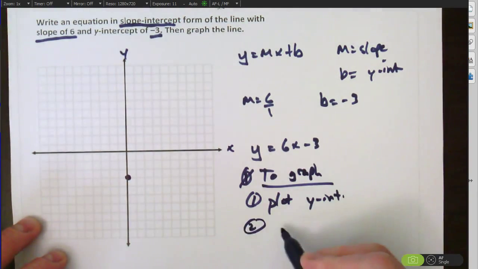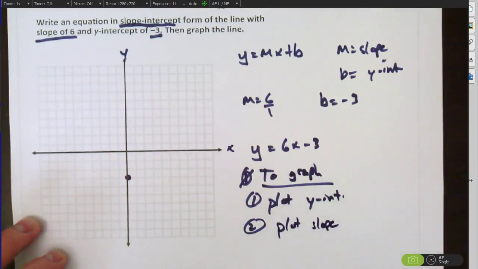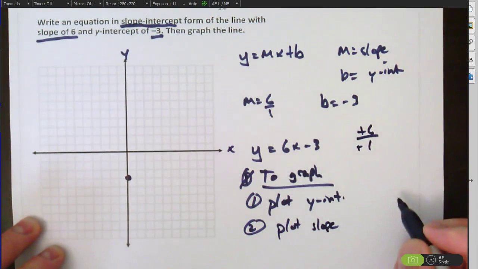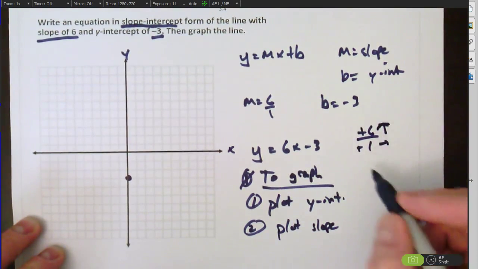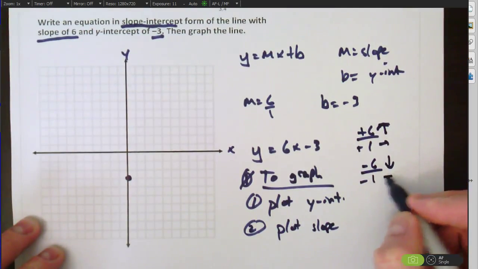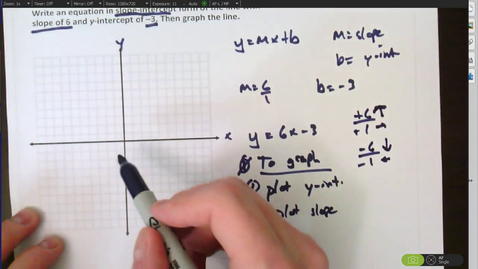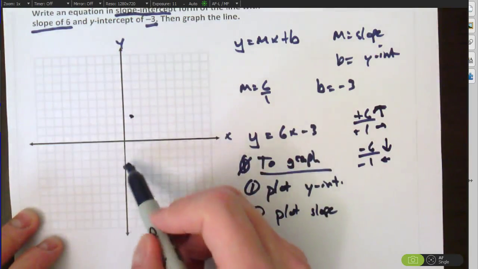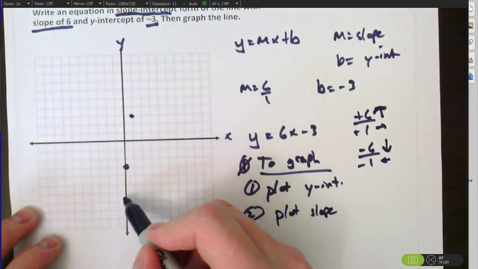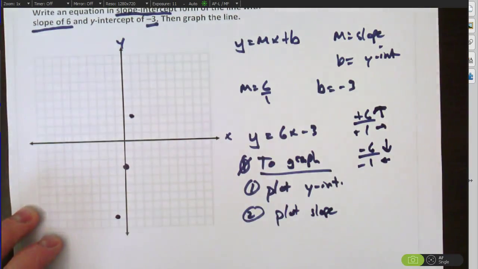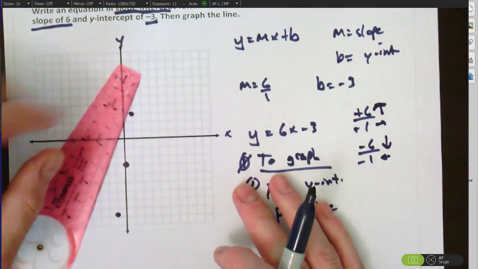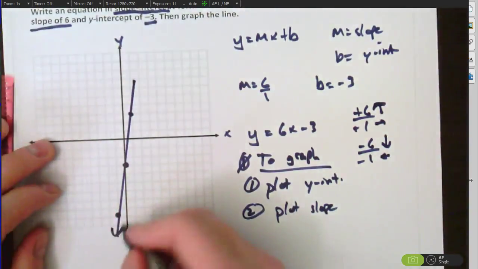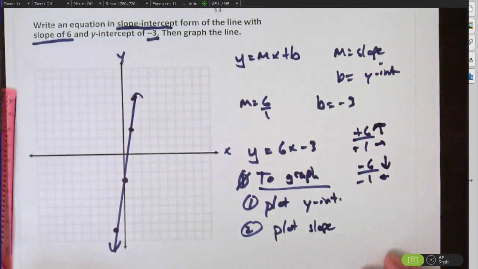And then plot the slope away from the point. My slope is 6 over 1, which I can write two ways. It can be +6 over +1, which means you go up 6, right 1. Or it could be -6 over -1, which means down 6, left 1. So from here, go up 1, 2, 3, 4, 5, 6, right 1, so up 6 over 1. And then go down 1, 2, 3, 4, 5, 6, left 1. Now that I have 3 points, take my ruler out, sketch my line. There we go, y equals 6x minus 3.